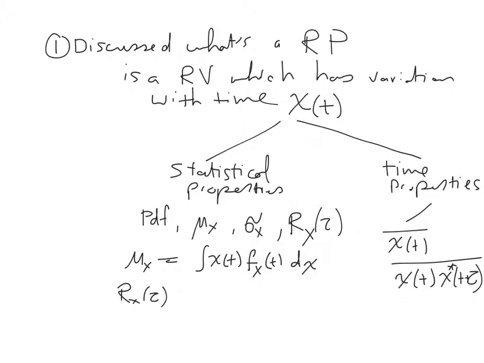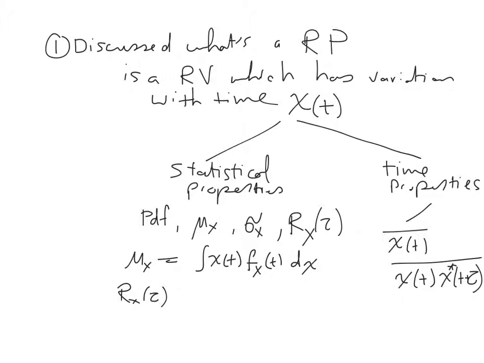So x of t is a random process, which means that in addition to being a function of time, x itself is a random variable. And because x is a random variable, if I want to get its mean value, what do I have to do? Multiply the random variable by its probability and integrate. Over what? Over the random variable itself.